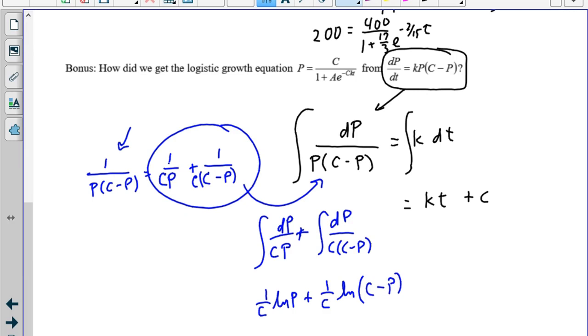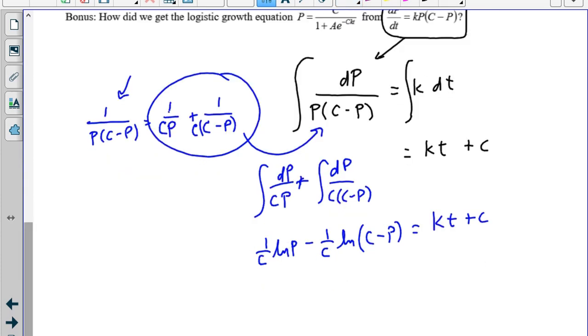And then this one is 1 over c times the natural log of c minus p, but notice that if I did a u substitution on this, c minus p is actually going to have a negative p on the inside, so that means that I need this to be negative, and that's all equal to kt plus c. This just keeps getting more fun as we move along.